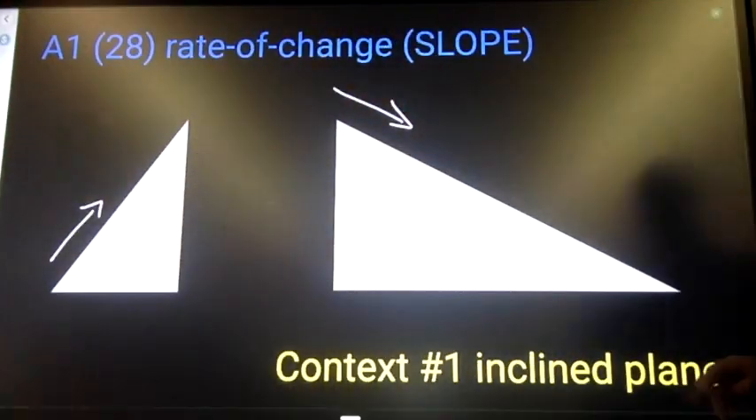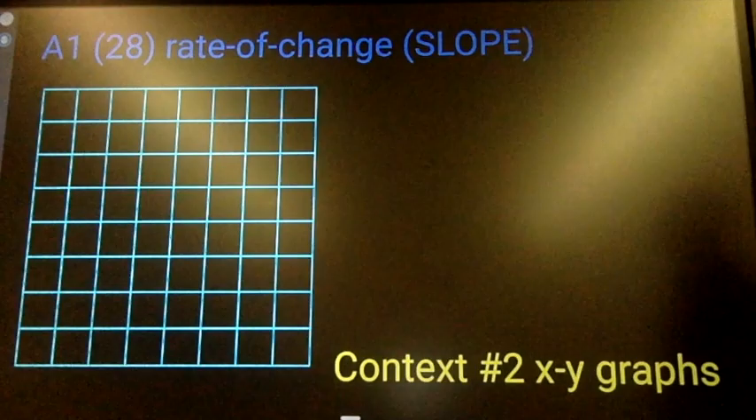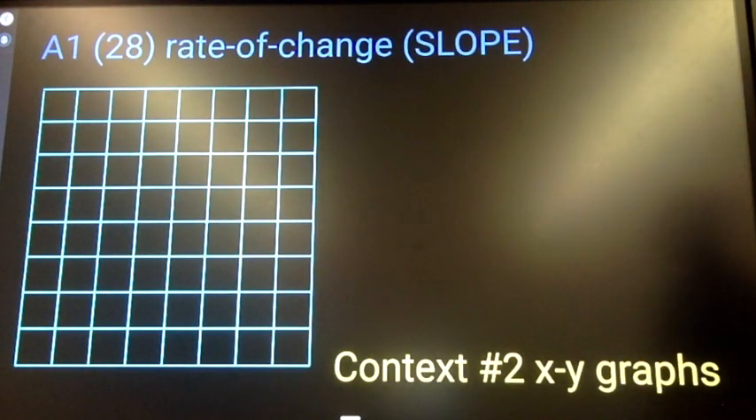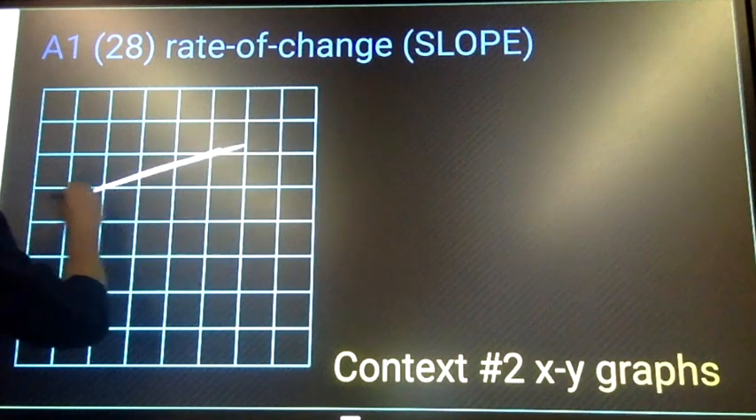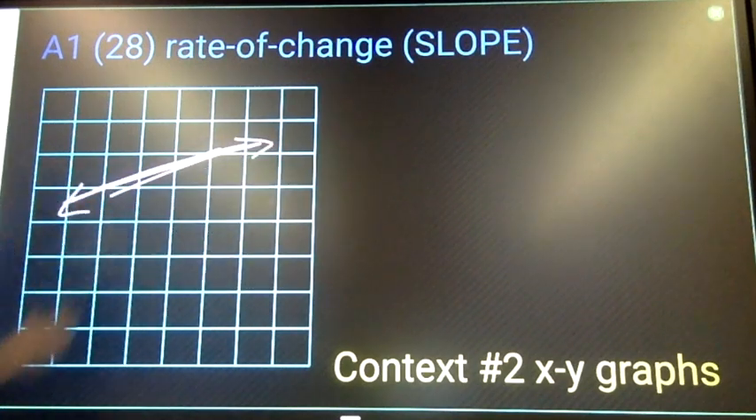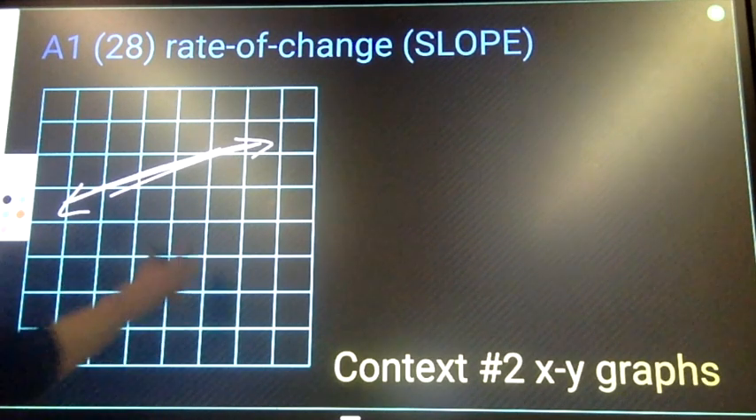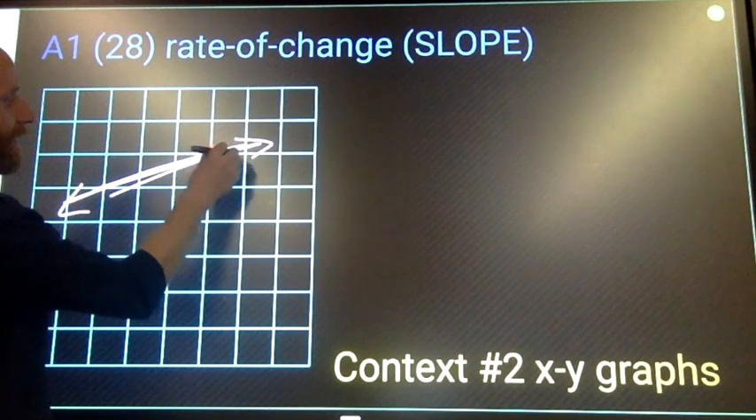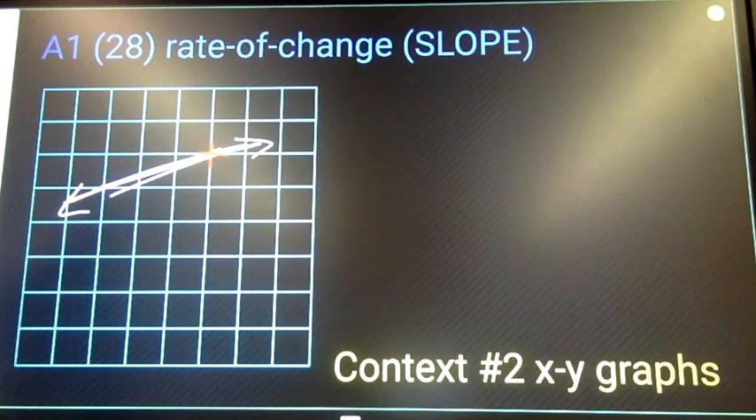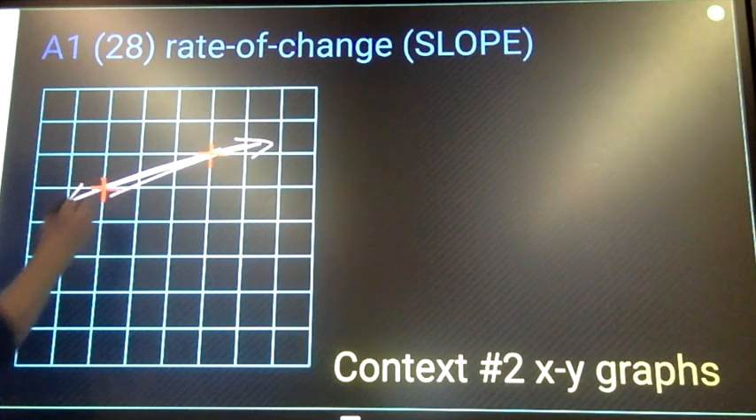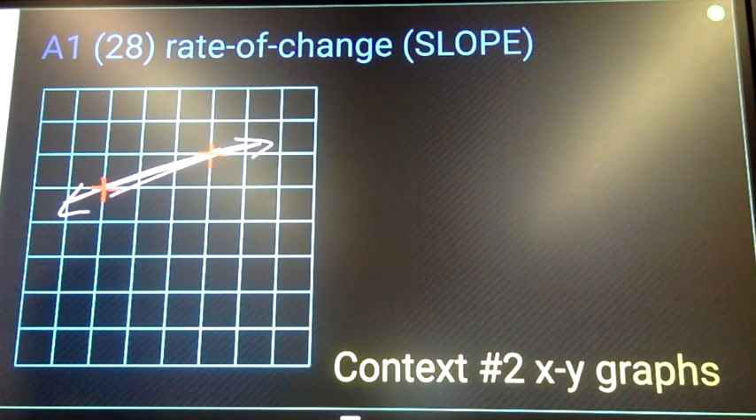Context number two will be the coordinate plane. If you are given a line in the coordinate plane and you're asked to find the slope, there's a couple different ways to get that information. Most common way would be look for 2 points that you know are on that line. So you're going to be looking for situations like this where you can see exactly where the white line crosses the grid lines.